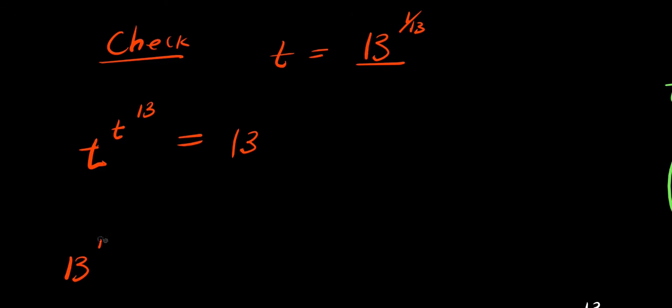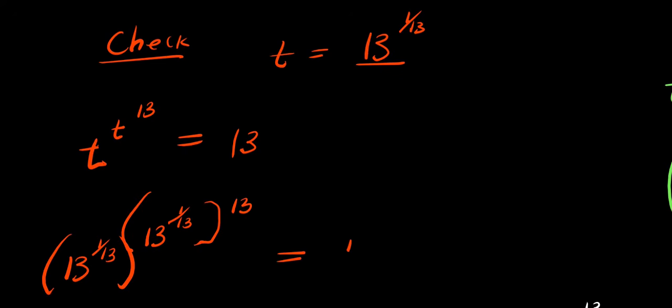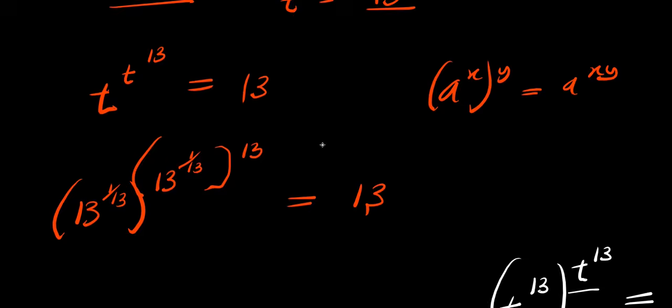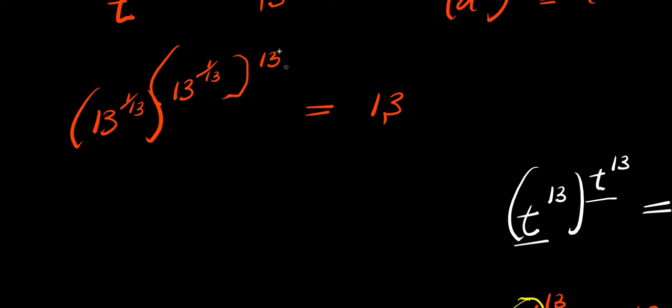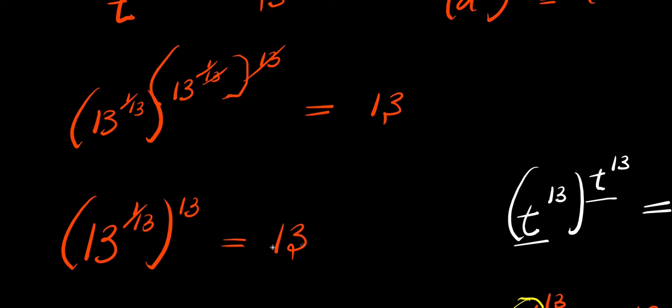I'll have 13^(1/13) raised to the power of 13^(1/13), raised to the power of 13, equals 13. Now remember, if you have (a^x)^y, it equals a^(x times y). So from here, if you multiply, this cancels this. So we'll have 13^(1/13) raised to the power of what? 13, and this equals 13.